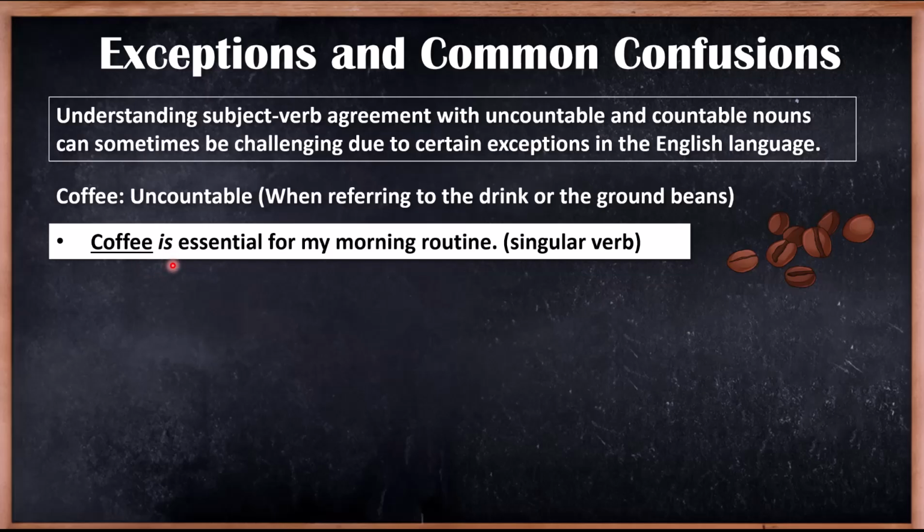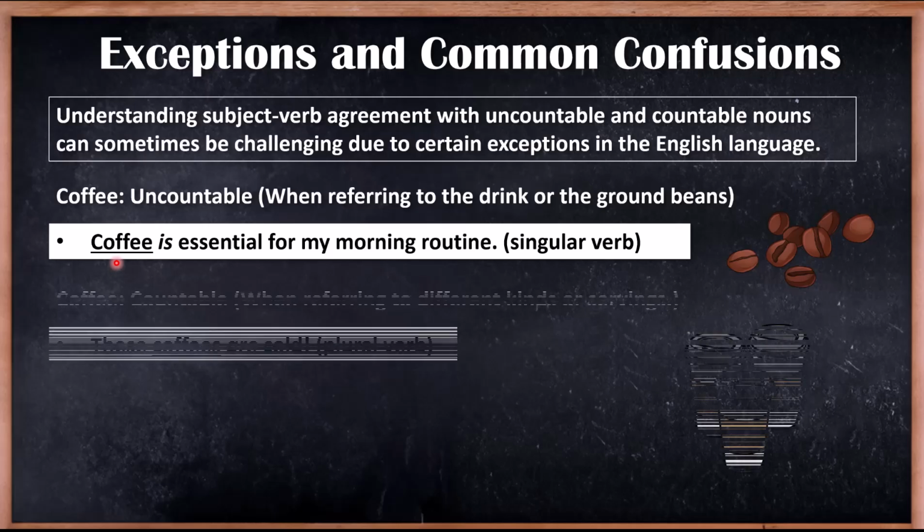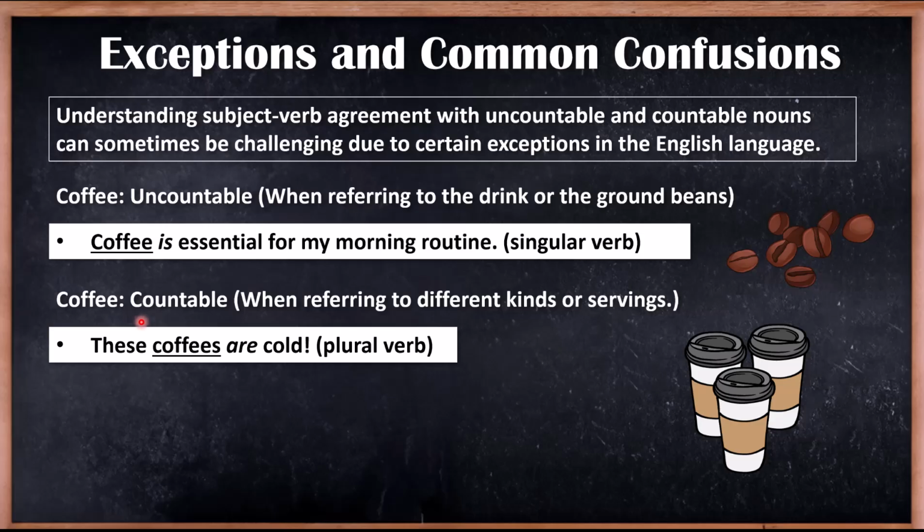Here, we use a singular verb because we're talking about the uncountable noun coffee, talking about coffee in general. However, coffee can be countable when you're referring to different kinds of coffee or different servings of coffee. So imagine I go to Starbucks and I order 3 coffees. These coffees are cold. You can say cups of coffee, but in English it's very natural to say, I'm ordering 3 coffees. Or 2 teas.